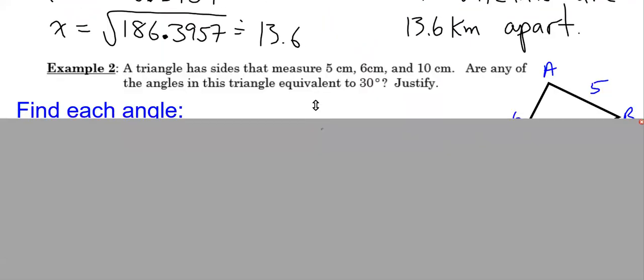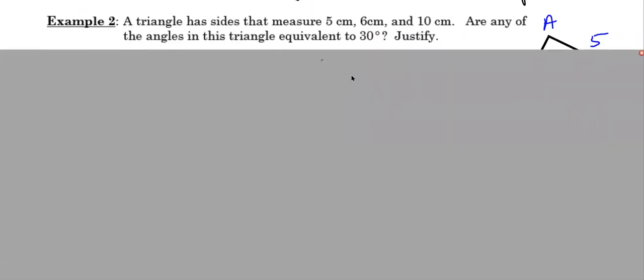And that's essentially it. So we're going to take a look at another one here, just a slightly different wording though. A triangle has side lengths that measure 5, 6, and 10. Are any of the angles in this triangle equivalent to 30 degrees?